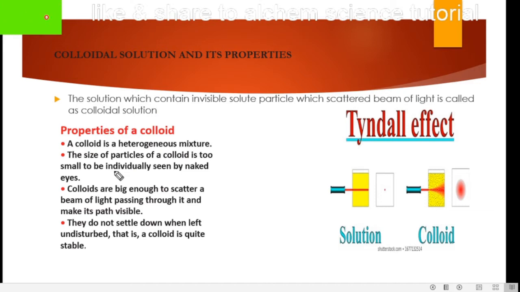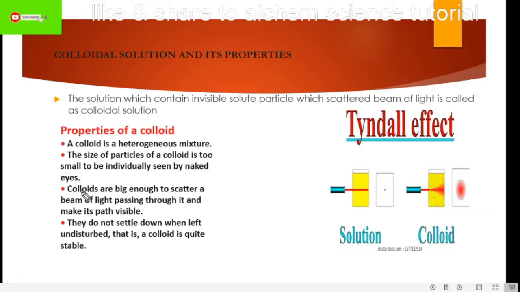First of all, colloidal solutions are considered to be in the category of heterogeneous mixtures. The second property is that the particles of the colloid are too small, and you cannot see them with your naked eyes. The particle size is very small, near about 1 nanometer, so you cannot see it easily. You have to use a microscope or another device to identify the size of colloidal particles.